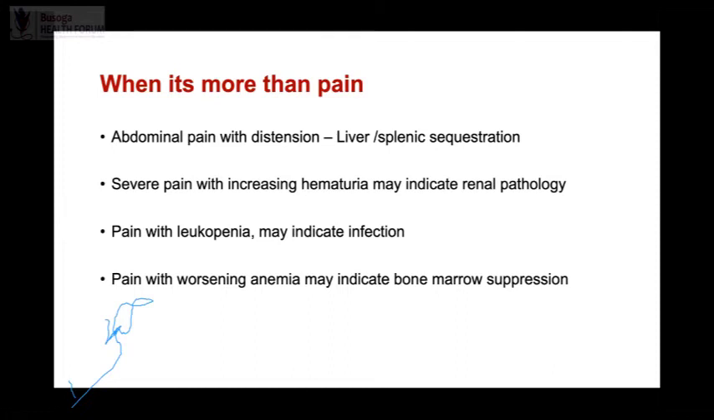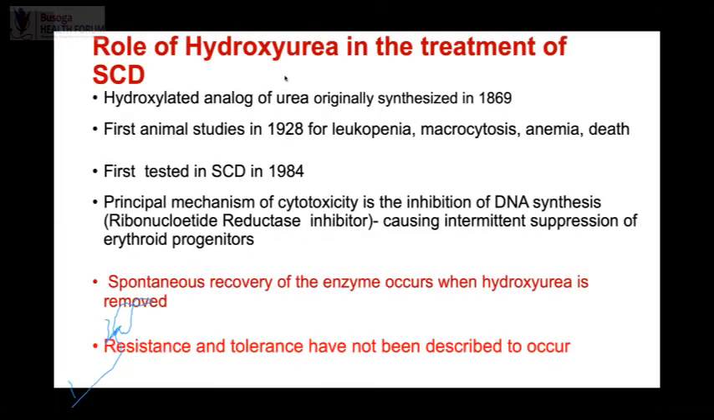Sometimes it is renal pathology and renal stone. So if there's severe pain that has hematuria, think about renal pathology. Pain with leukopenia may indicate an infection. Pain with worsening anemia may actually indicate bone marrow suppression. So if it's not making a lot of sense, you can look for other pathologies that you might need to deal with. So hydroxyurea is a game changer, okay?